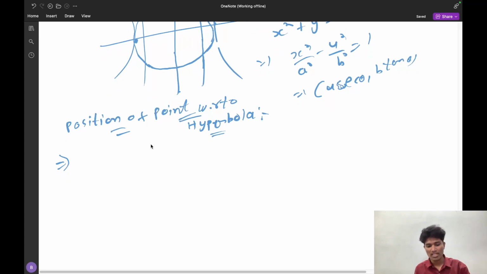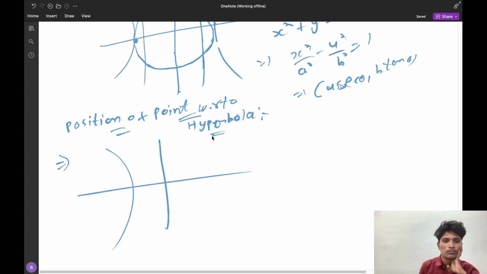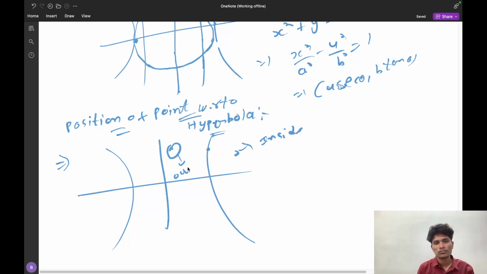What is the position of a point with respect to the hyperbola? The point can be, here you have to understand, this is the hyperbola, and suppose the point is like this here, and here it is called inside, this is called outside, and this is called on the hyperbola.